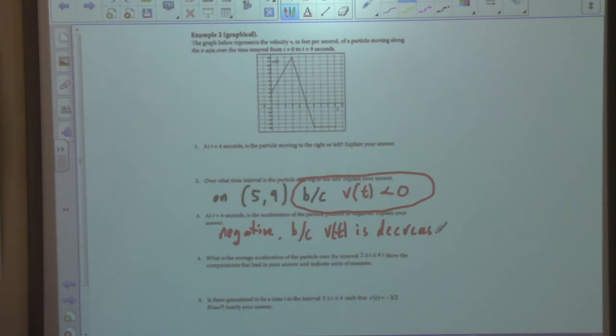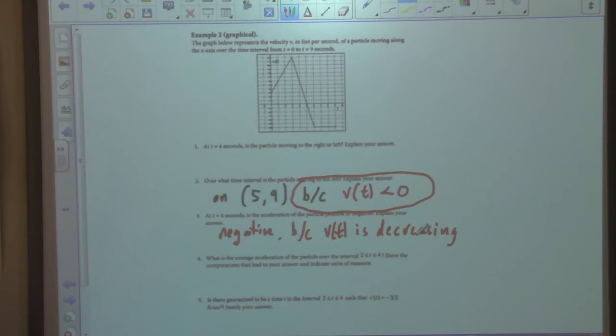And Aaron said the slope of V of t is negative, which means the same thing, right? So if he says the slope of V of t being negative, it means the same as V of t is decreasing. So Aaron said the same thing, but in different words. Number 4.